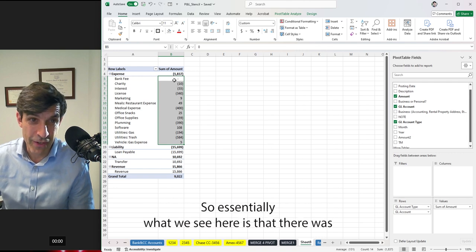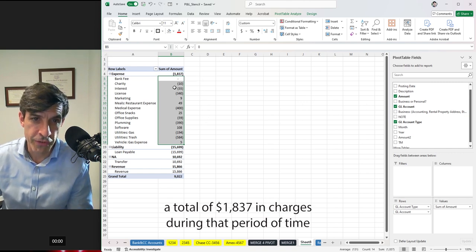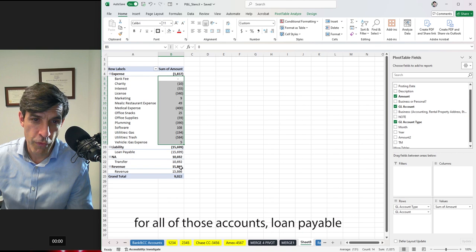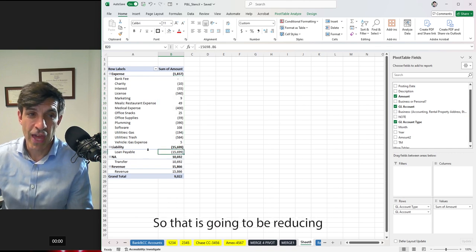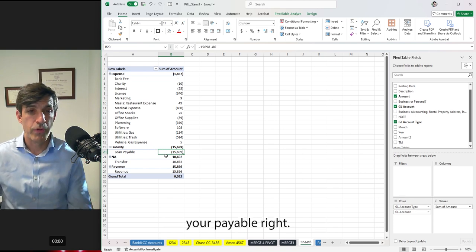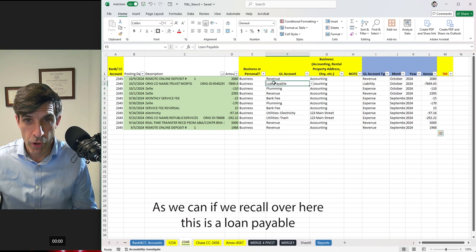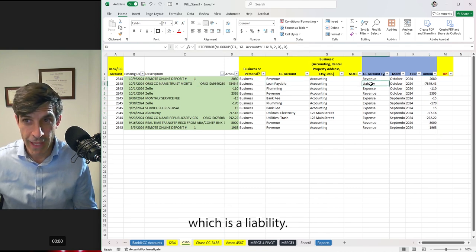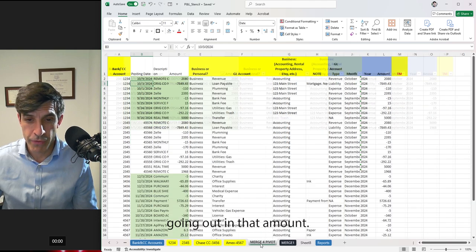So essentially what we see here is that there was a total of $1,837 in charges during that period of time for all of those accounts. Loan payable of $15,699. That's a liability. So that is going to be reducing your payable, right? Because you're reducing your liability over here, and the mortgage, the loan, was being paid. If we recall over here, this is a loan payable, which is a liability. So there's a mortgage over here, and there are payments going out in that amount.